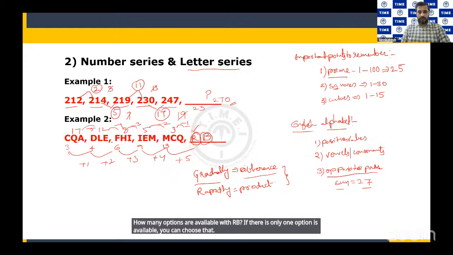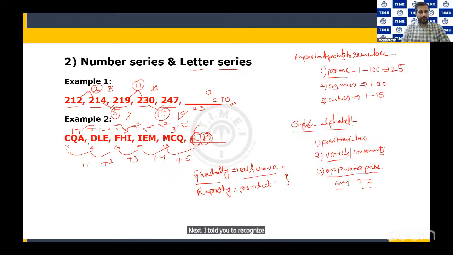Next, I told you to recognize the vowels: A, E, I. But it is M, Q, so it is not the vowels logic. A is 1, E is 5, I is 9, and M is 13. So what is happening here? 1 plus 4, 5. 5 plus 4, 9. 9 plus 4, 13. So plus 4 is happening. So 13 plus 4, 17. Now 17 plus 4, 21, that is U. If you are thorough with the position values, you can save your time.